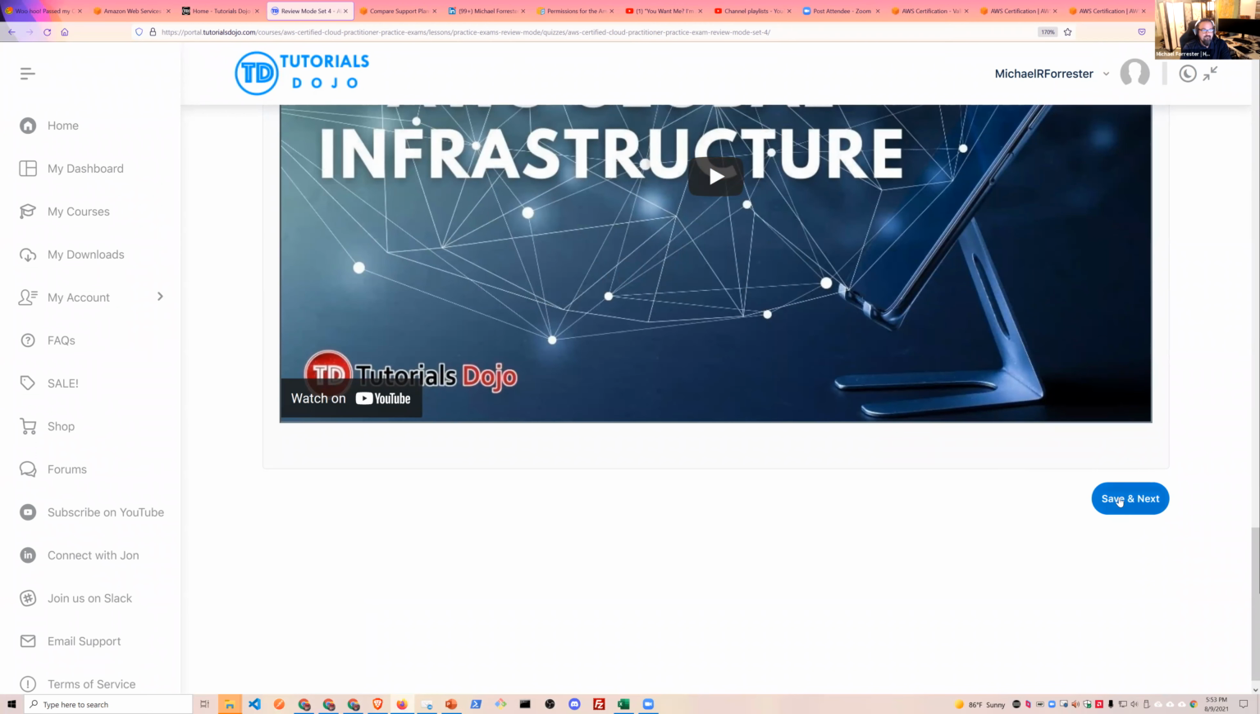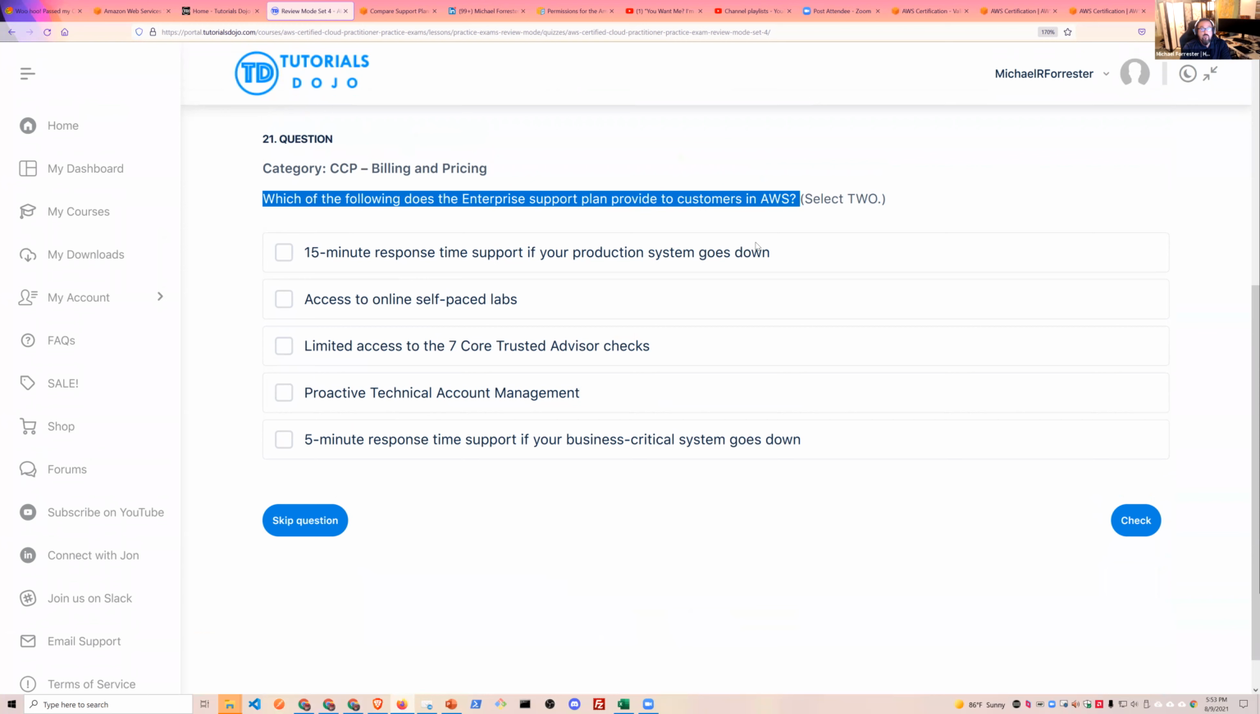Fascinating. Which of the following does the enterprise support plan provide to customers in AWS? So which of these two items are part of the enterprise support plan?